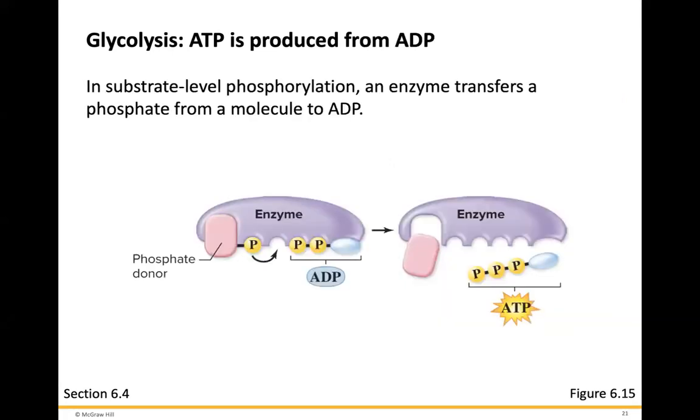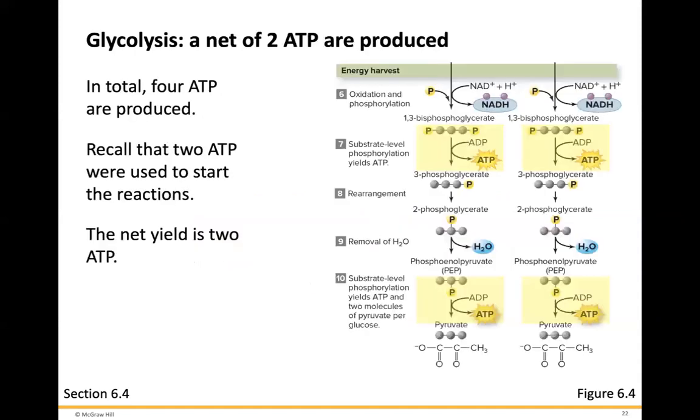So what's happening in substrate level phosphorylation? During substrate level phosphorylation, an enzyme transfers a phosphate from a molecule to a molecule of ADP, making ATP, as you can see in the diagram here. In total, you're going to synthesize 4 ATPs by substrate level phosphorylation.